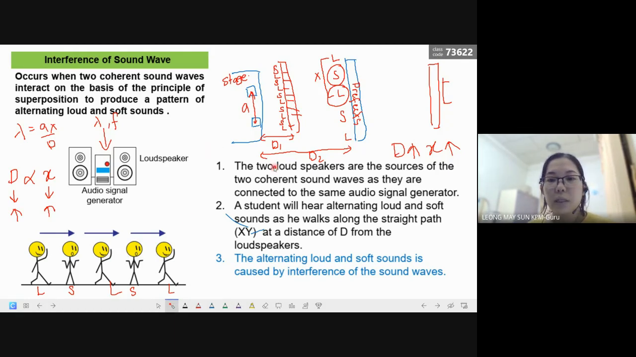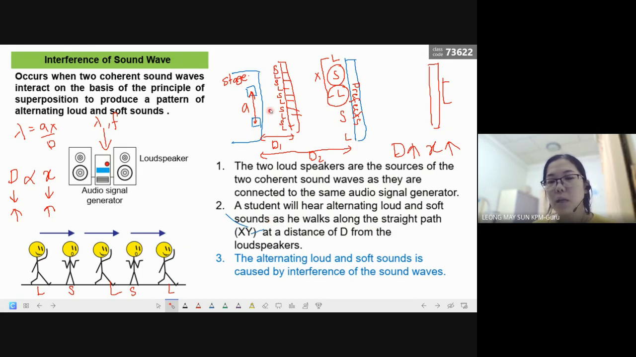Okay, so the two loudspeakers are the sources of the two coherent sound waves as they are connected to the same audio signal generator. In our school case, it is the laptop. So a student will hear an alternating soft and loud sound if he walks along the straight path X and Y at a distance of D from the speakers.